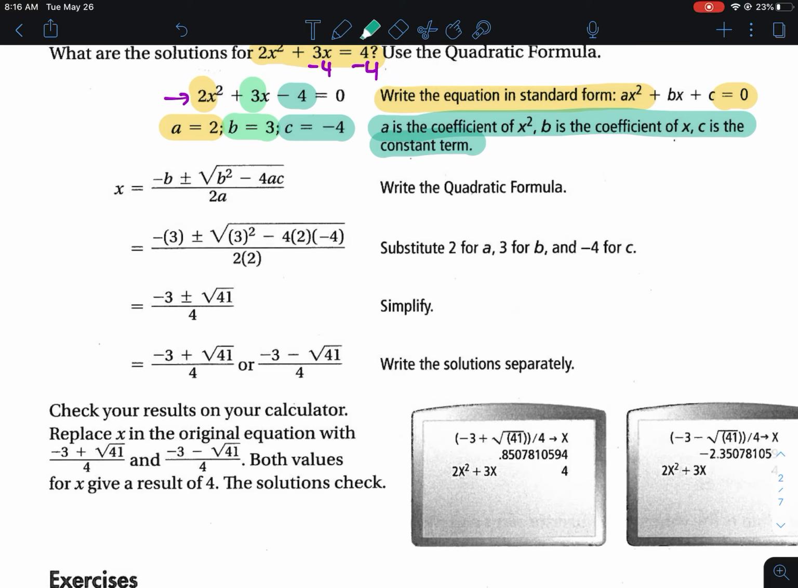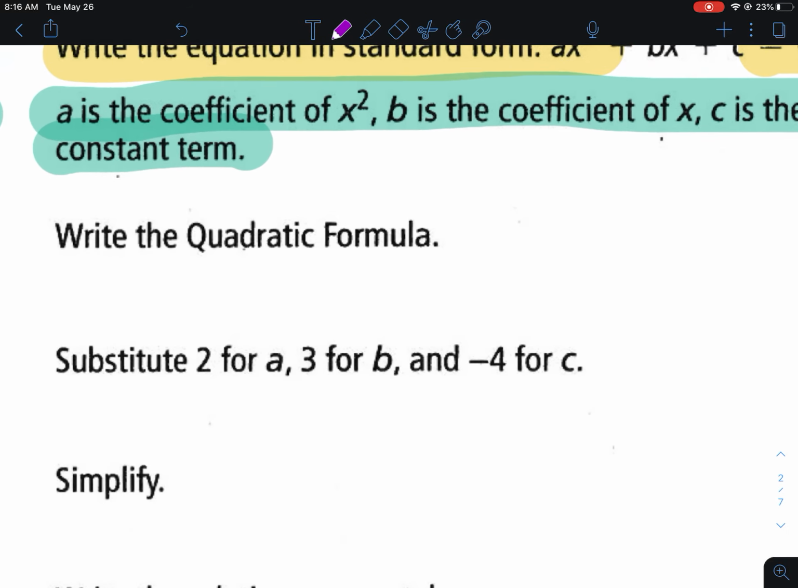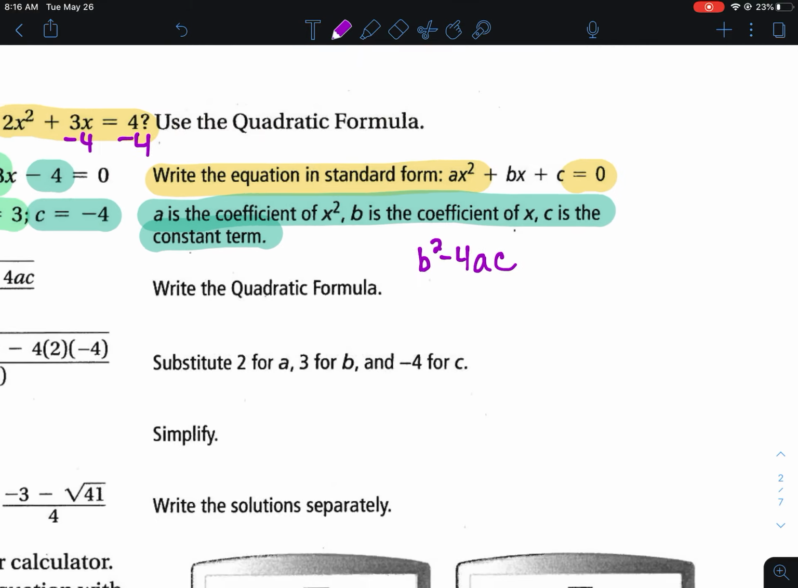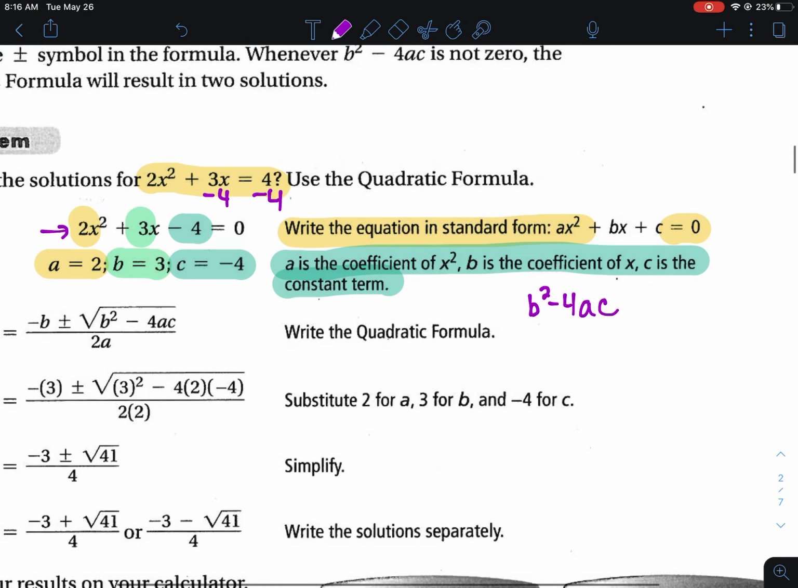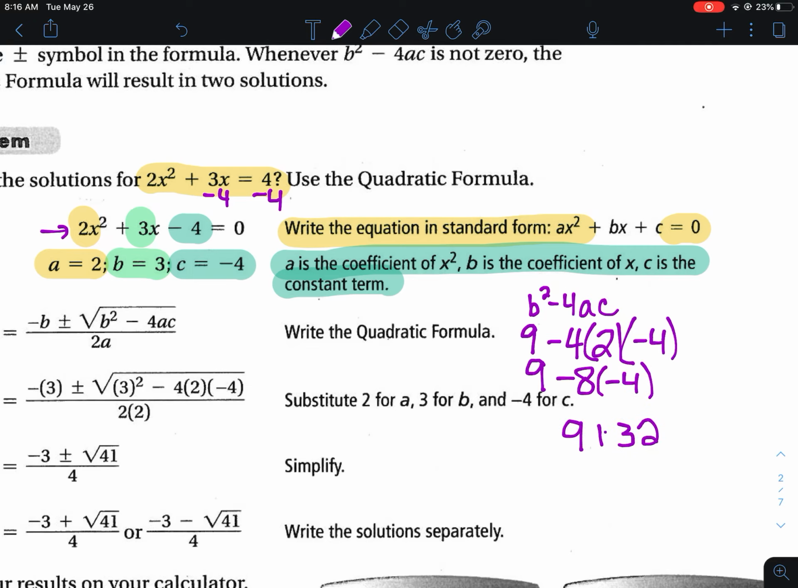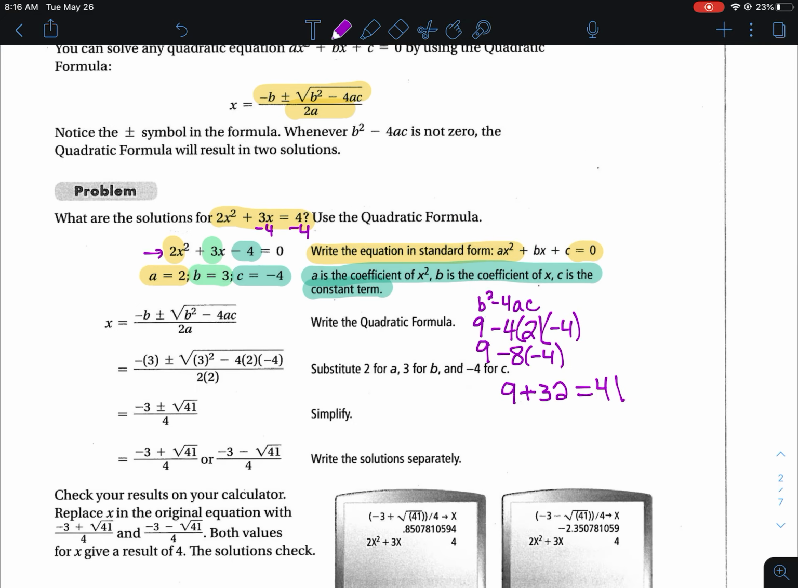What I recommend is that you guys still find the discriminant first. It's going to save you a few headaches. So what I would do is first find b squared minus 4ac. So let's do that over here. All right. So b squared is 3 squared. So that's going to give me 9 minus 4 times a is 2, and c is negative 4. So I get 9 minus 8 times negative 4, or 9 plus 32. Remember PEMDAS, we square first and then multiply from left to right. And 9 plus 32 is 41.